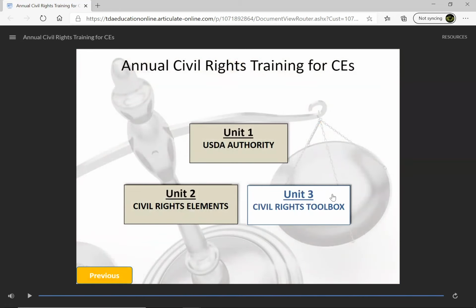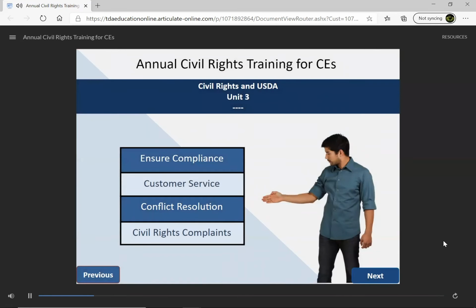Unit 3, Civil Rights Toolbox. Welcome to Unit 3. In this objective, we will be discussing the following topics: ensure compliance, customer service, conflict resolution, and civil rights complaints. Click the next button to start this training.